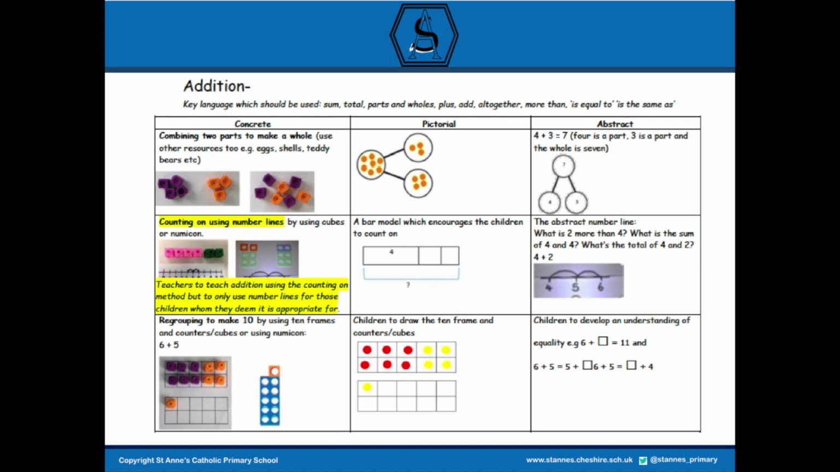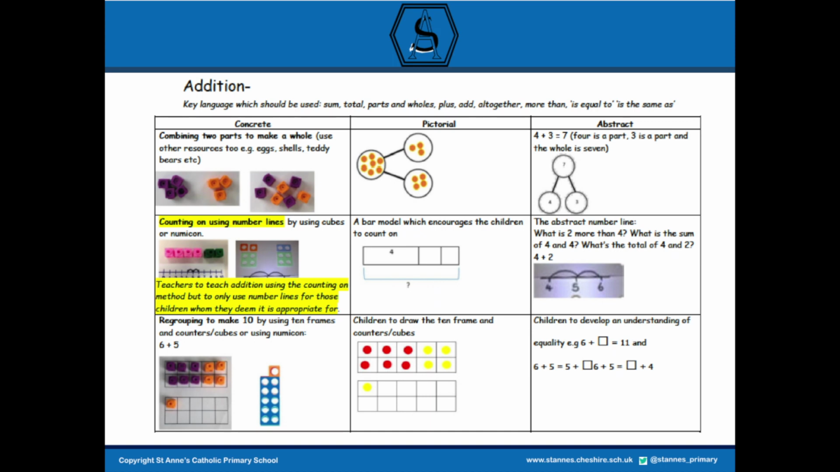The next objective is regrouping to make 10 by using 10 frames and counters or cubes or Numicon in the concrete. So as you can see here, there are 2 10 frames. The number sentence is 6 plus 5. You've got 6 cubes in one colour, and you've got 4 in the other colour to make the 10, and you've got 1 left over. Now the children from reception in year 1 will learn how to do this, and even into year 2.